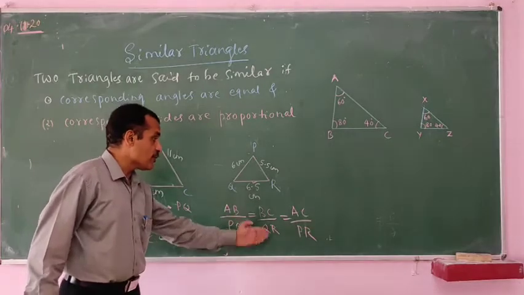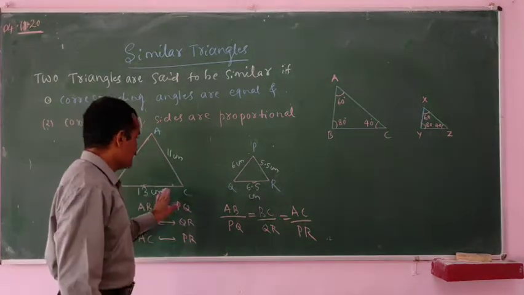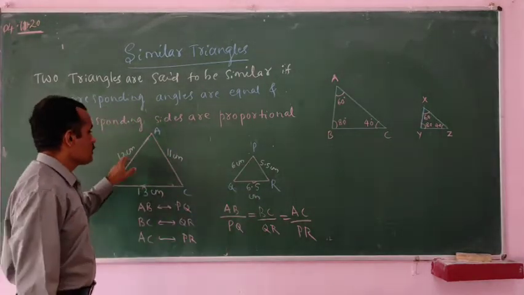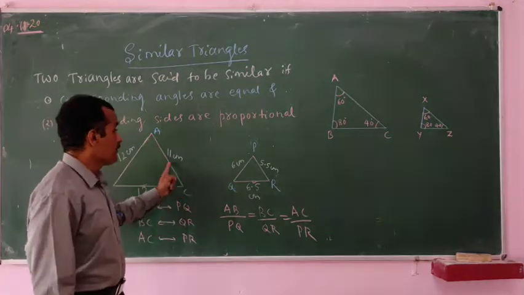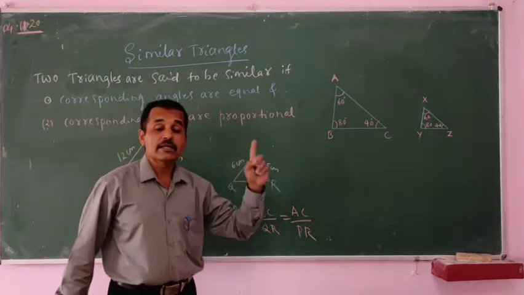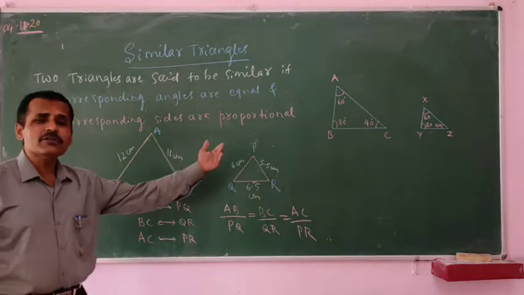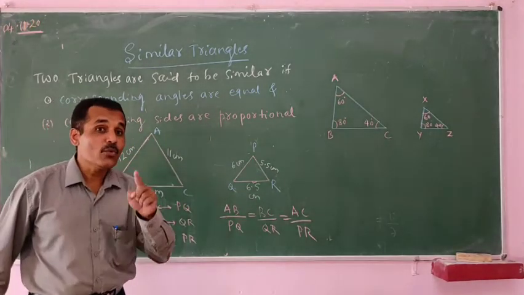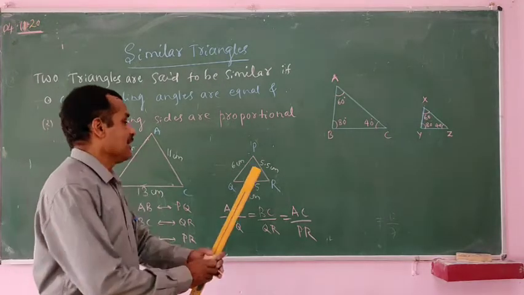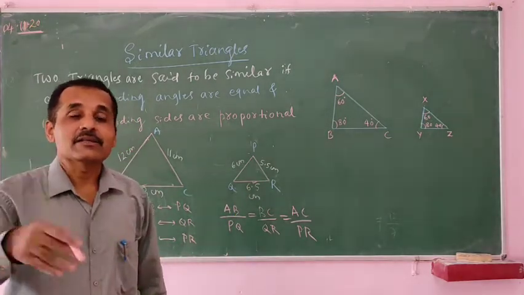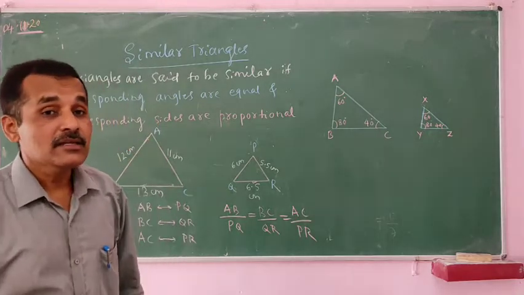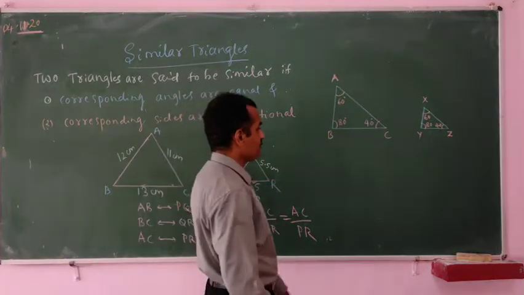See, when you divide, the answer is 2. 13 by 6.5, answer is 2. 12 by 6, answer is 2. 11 by 5.5, answer is 2. So, I don't know anything about the angles here, but I know the sides are proportional. Definitely I can say the triangles are similar.